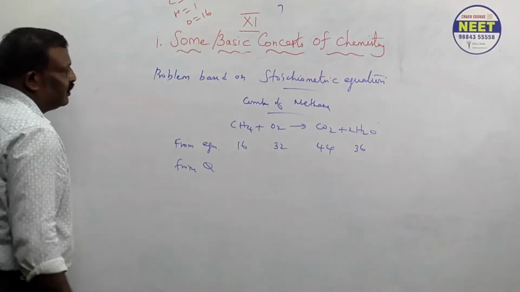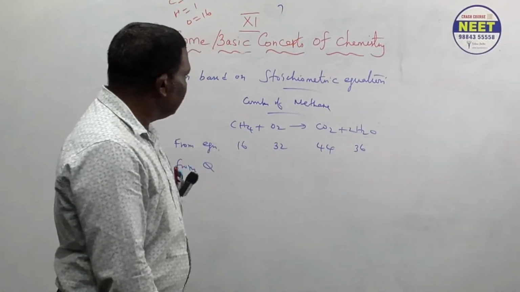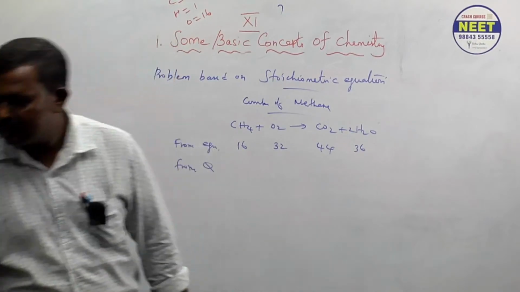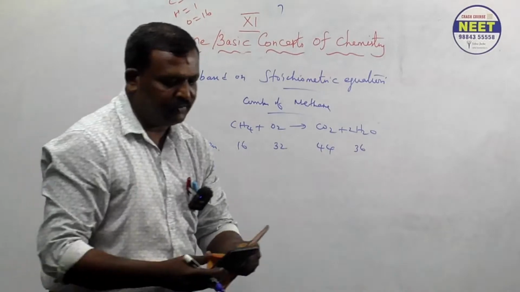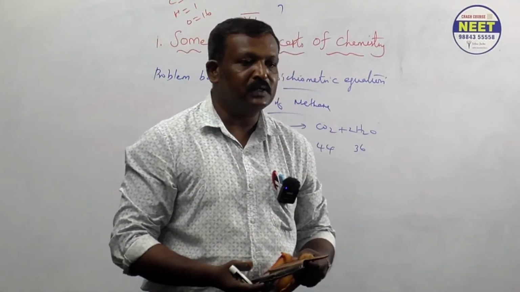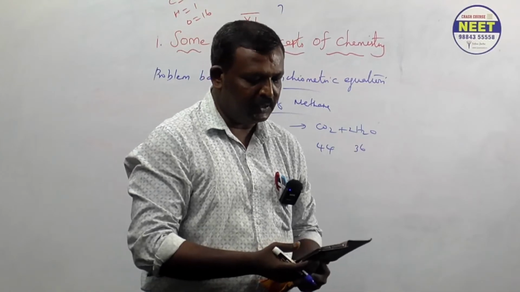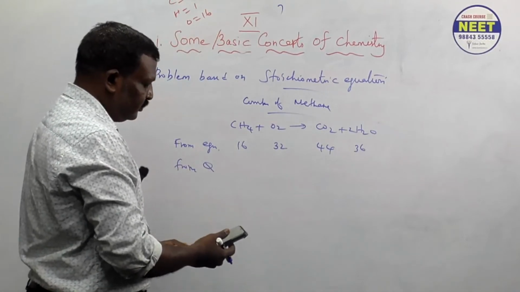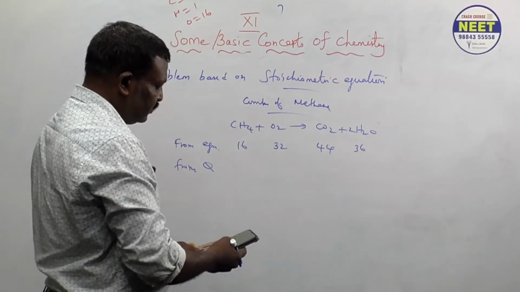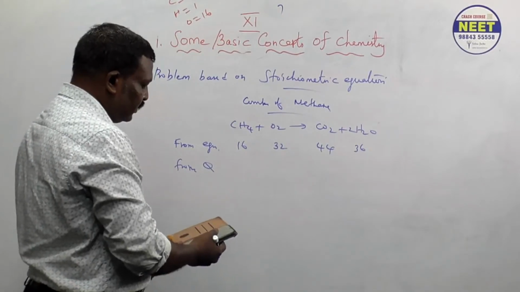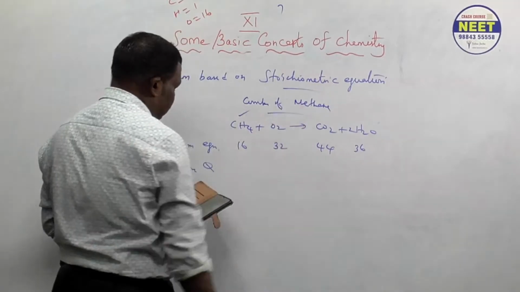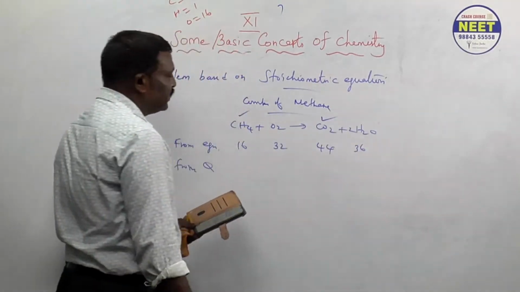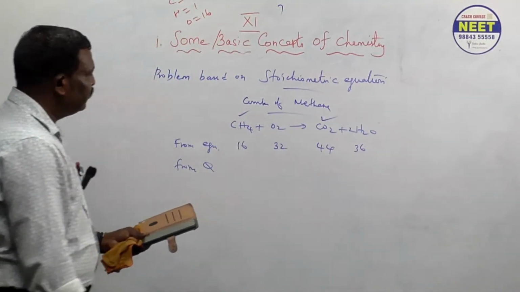From the question, what's the question? 5.6 liter of methane are ignited. Okay, 5.6 liter of methane. You put a tick mark on this one. Calculate the number of moles of CO2. These two only compare.